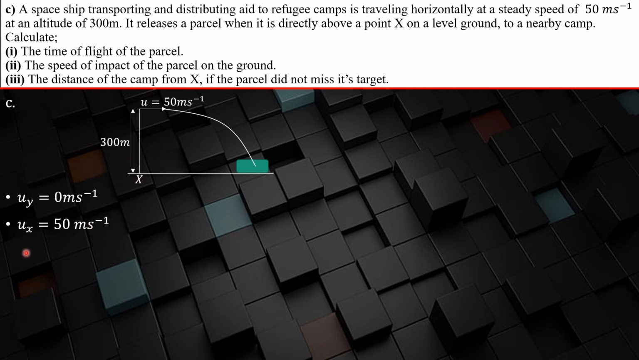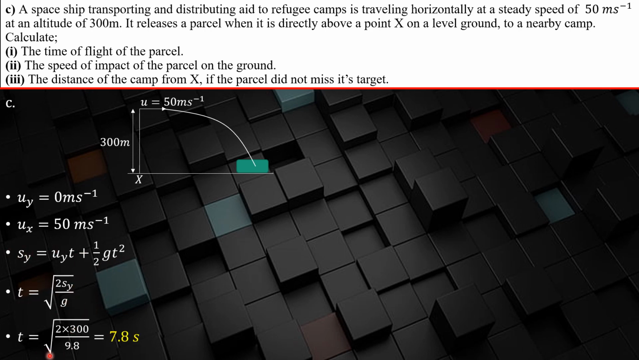Okay, so my ux is this, and so I can use equation of motion sy to calculate this vertical displacement. So sy equals uy times t, remember my uy is 0, plus half g t squared, right? So that would be my time of flight there. So you notice that, hey, if I want to get now this time, since this guy is 0, I'll simply make t the subject. I have 2 sy divided by g, square root of that. Okay, so my time of flight there will be square root of 2 sy, what's my sy? It's 300 meters divided by my g, of course. I get 7.8 seconds for my time of flight.